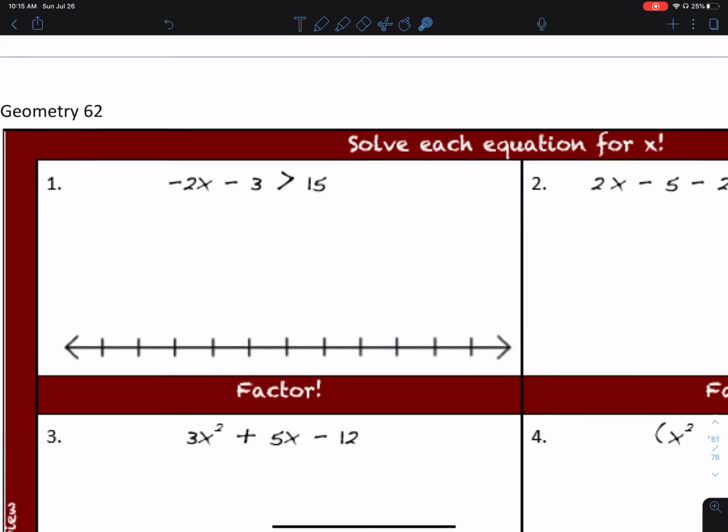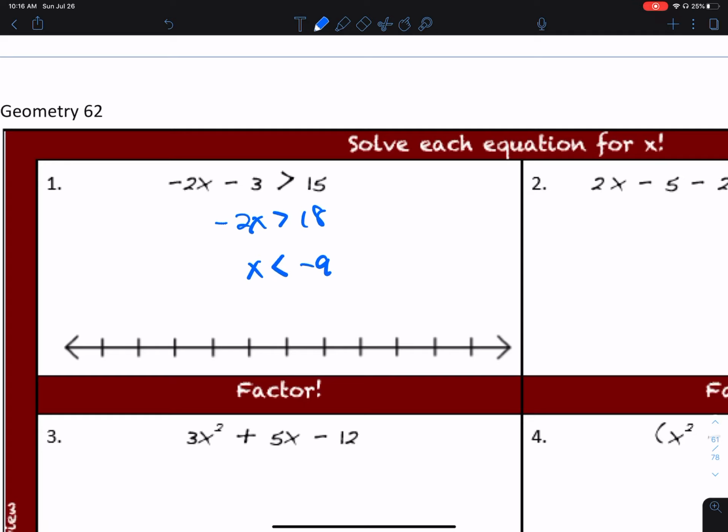Solving an inequality is the same as solving an equation, except if you multiply or divide both sides by a negative number, the inequality sign changes direction. So I'm going to add 3 to both sides. I didn't multiply or divide by a negative number, so nothing changes. I'm going to divide both sides by -2. Since I divided both sides by a negative, the inequality changes direction.